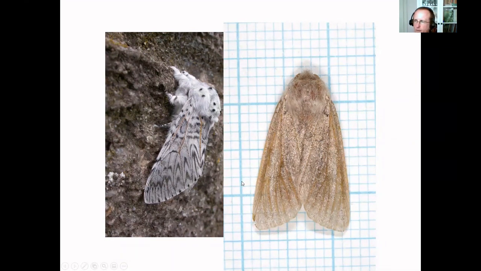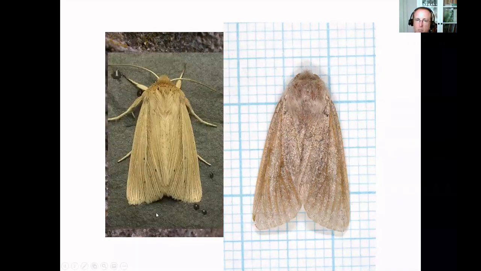a puss moth, but equally it became blatantly obvious that it was nothing like the venation that you'd get on the smoky wainscot. Completely wrong. There's no indication that you get these sort of ridges between the veins. It's so definitely not smoky wainscot or common wainscot. But it doesn't really fit puss moth either.